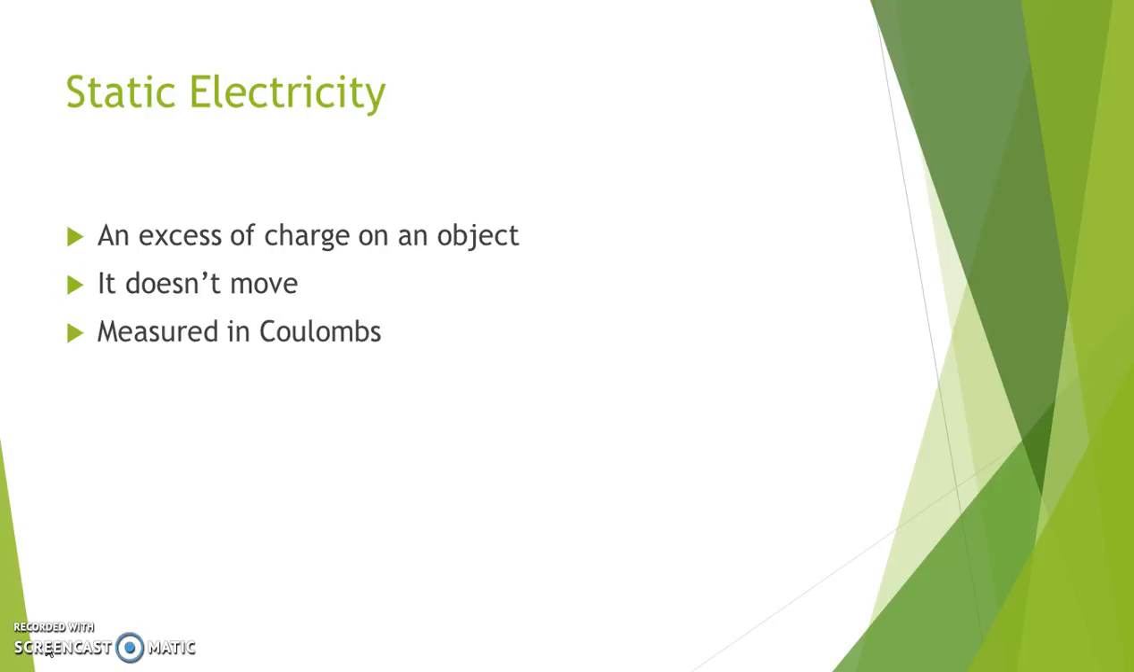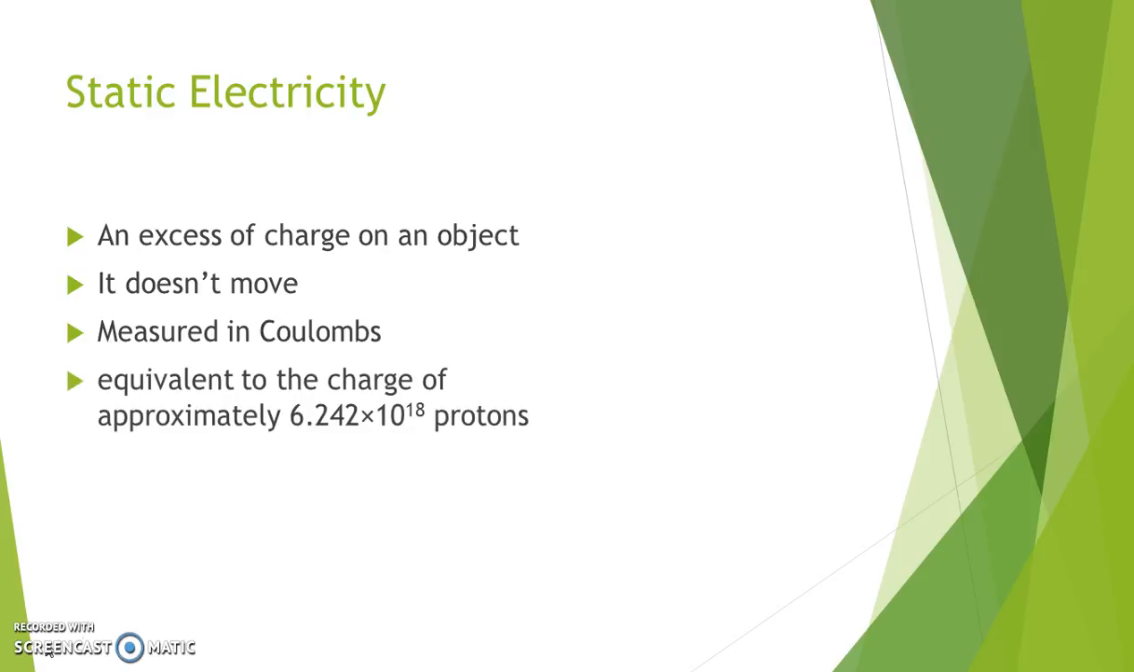We measure an excess of charge in units called coulombs, and 1 coulomb is equivalent to the charge of about 6.2 times 10 to the 18 protons. So it's an observable charge on something. And we won't talk about coulombs too much because we won't talk about static electricity very much.